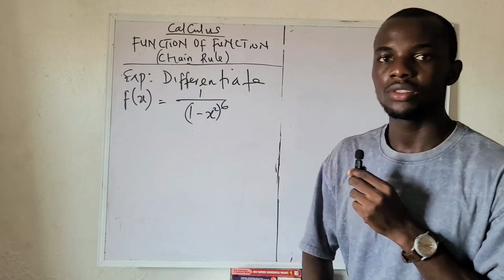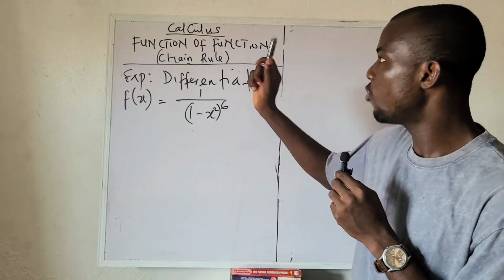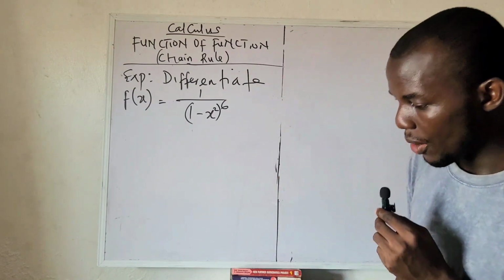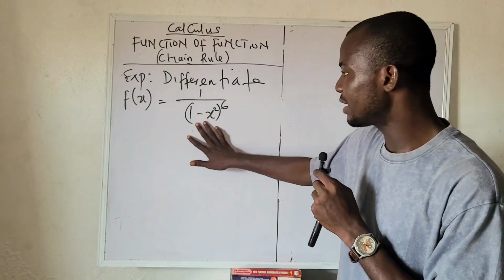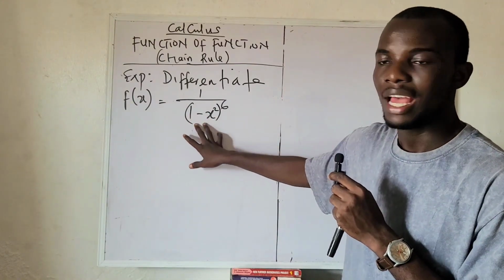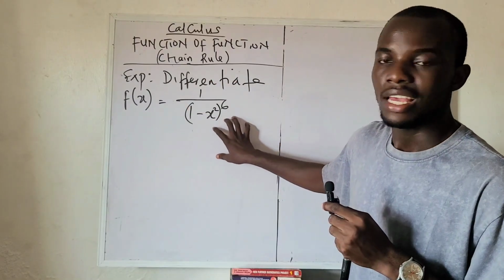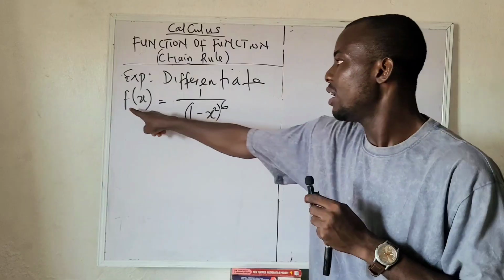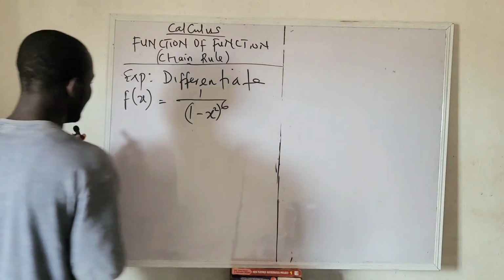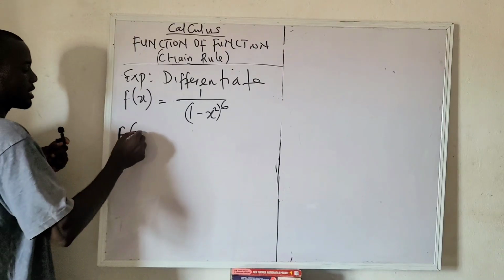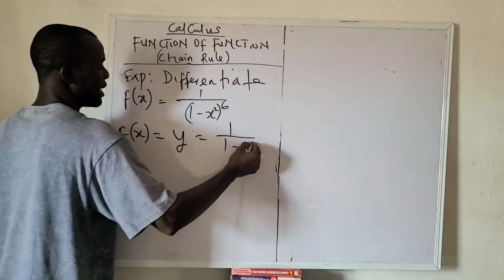Get another question that enables us to apply the chain rule, or function of function. It is called function of function because the expression in the bracket can be taken as a function, let's say u, and entirely this is a function itself, that is the f of x function. Now, I can rewrite this and say my f of x is equal to y, and that is equal to 1 over 1 minus x squared.